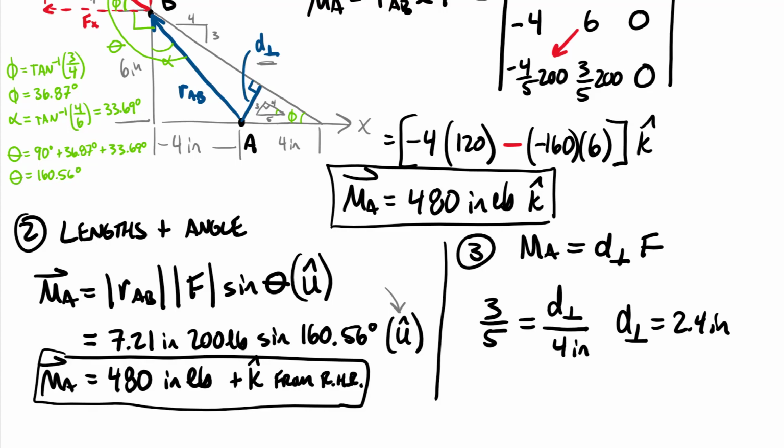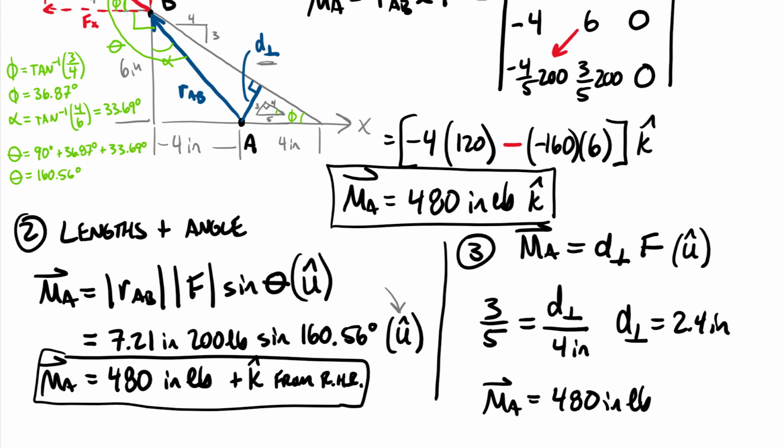Now I do need to add here, if I'm solving for the moment vector, we still have to have this u hat added in or multiplied into our scalar. And so of course 2.4 times 200 gives me a moment about point A, also equal to 480 inch pounds. And again, the sign on this is going to come from observation. Same justification we used for the previous one.